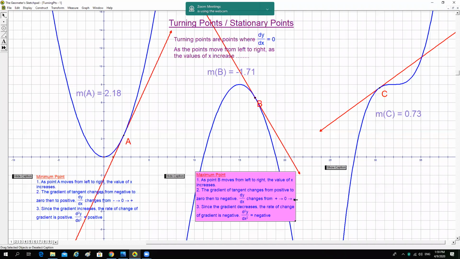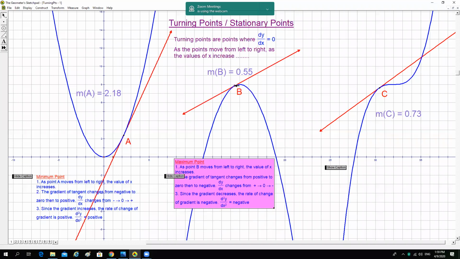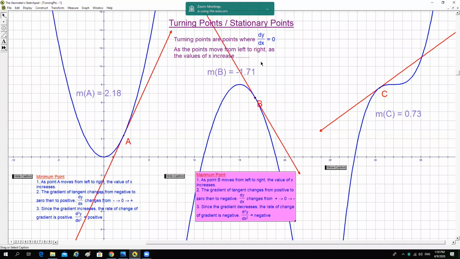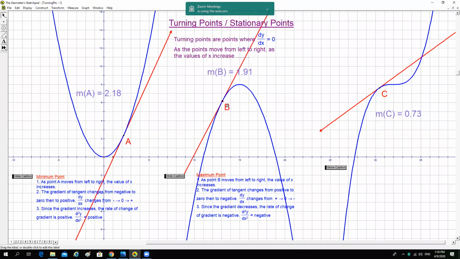If it changes from positive to negative, what type of turning point is it? Iman, what type of turning point is it? Change from positive to negative. Okay, what type is it, Iman? From positive change to negative is the maximum type, right?